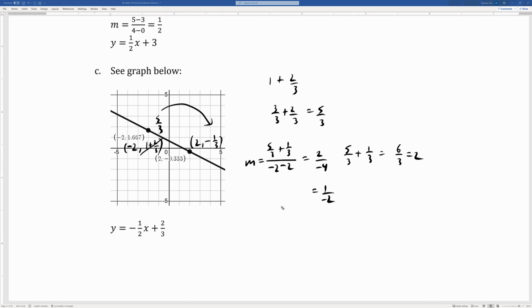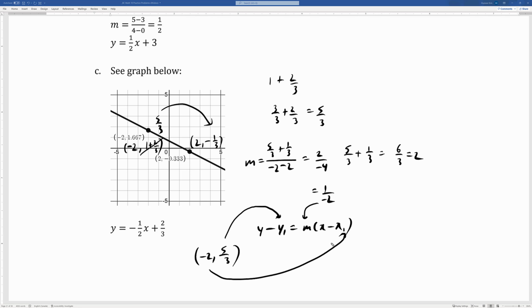We can use the point-slope form. y minus y1 equals m times x minus x1. And we have the slope here. We can use either point. Let's use the first point, (-2, 5/3). We'll substitute y1 here and x1 over here. So now we have y minus y1 equals the slope, x minus negative 2, which becomes plus 2. 2 negatives become a positive.